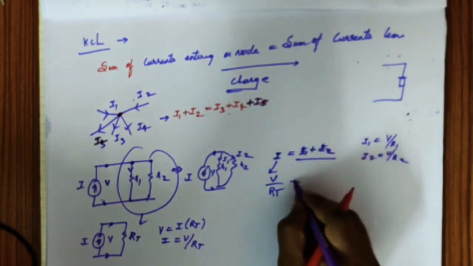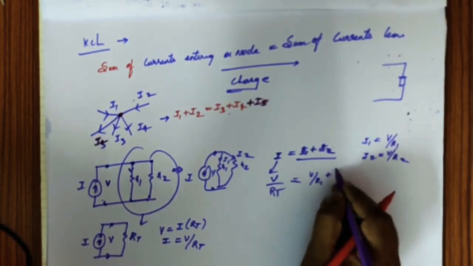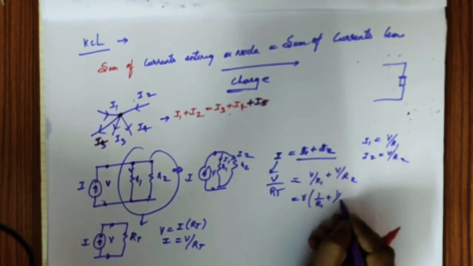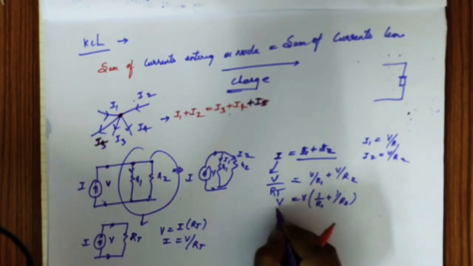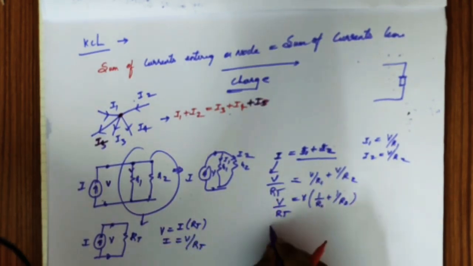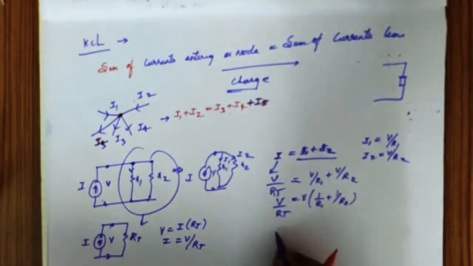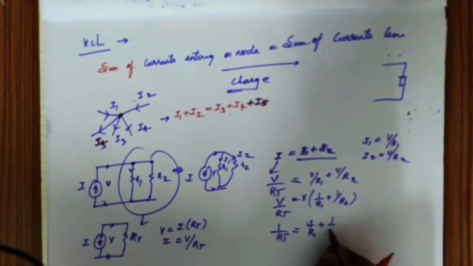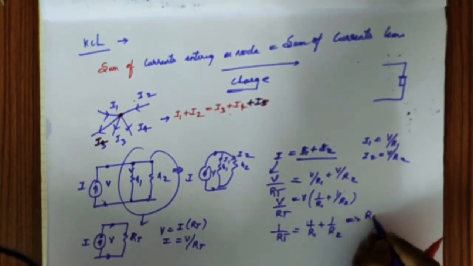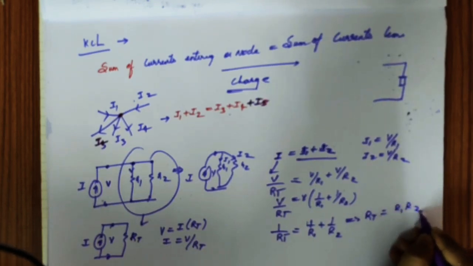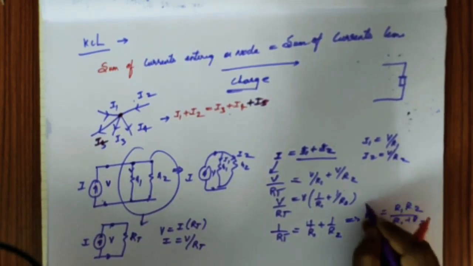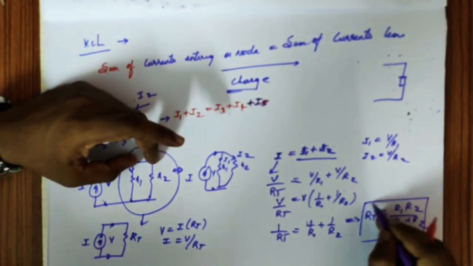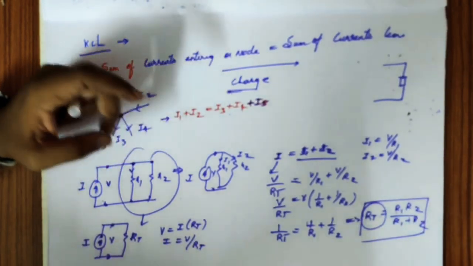So replace I1 like this also. If you take V common here, you will get 1 by R1 plus 1 by R2. So V can cancel, and 1 by RT equals 1 by R1 plus 1 by R2. Therefore, R total can be represented as R1 into R2 by R1 plus R2. This is the concept behind two resistors in parallel: the total resistance equals R1 R2 by R1 plus R2.